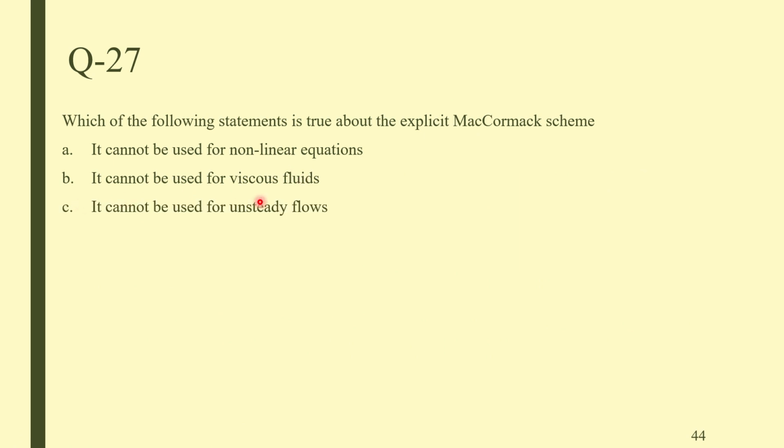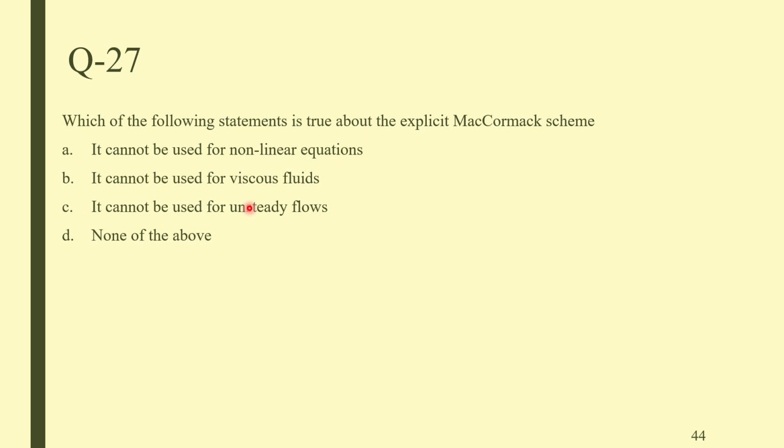We'll go to question 27. In question 27, which of the following statements is true about explicit McCormick scheme? Option A, it cannot be used for nonlinear equations. Option B, it cannot be used for viscous fluids. Option C, it cannot be used for unsteady flows. Option D, none of the above.